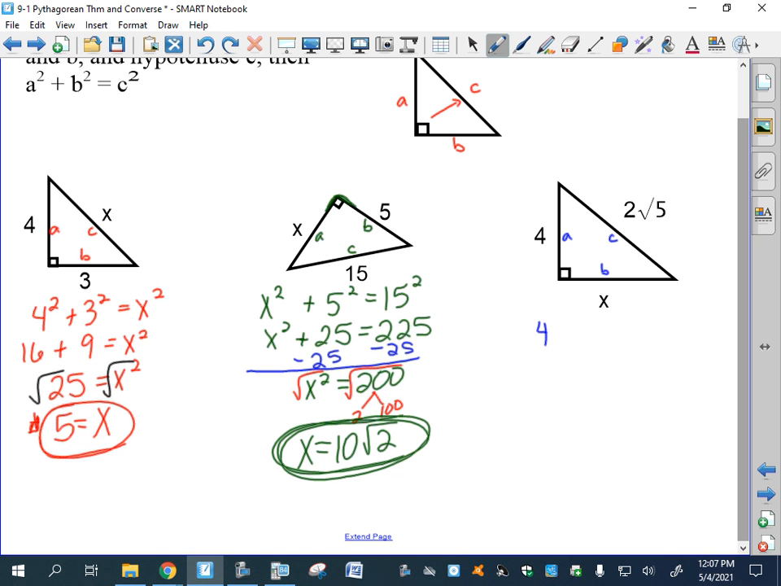So we do 4 squared plus x squared equals. Now, when you have more than one thing that you're squaring, think about putting parentheses around it and a squared on the outside, because it is kind of like we have two things here. We have a 2 and a square root of 5. Okay? So let's go ahead.